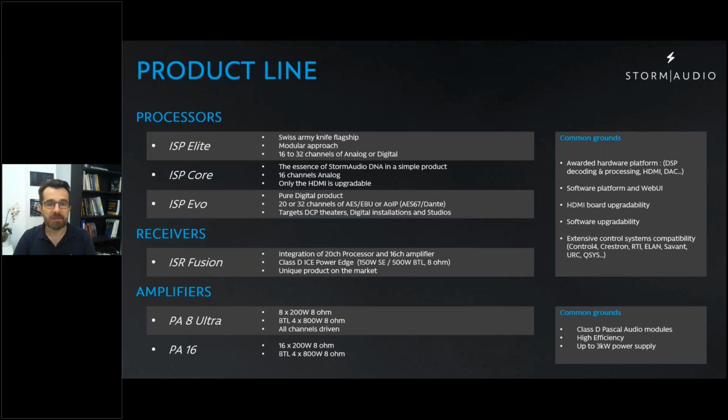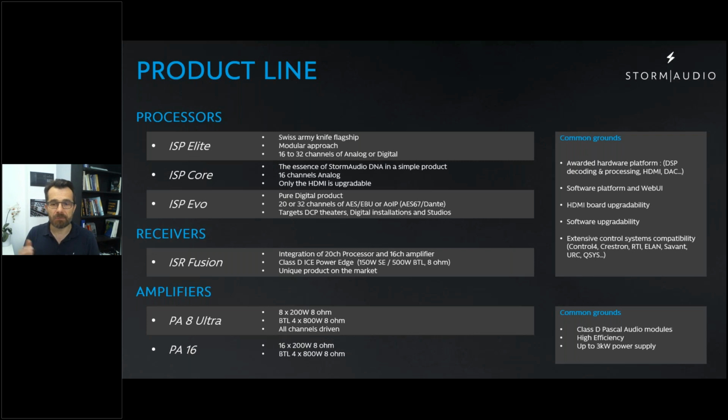The final category is the amplifiers. It goes together with the processors. We have 2 models, an 8-channel and a 16-channel. They share the same Class D technology with 200 watts at 8 ohms, or 400 watts at 4 ohms. And you can bridge both models and you get up to 800 watts.